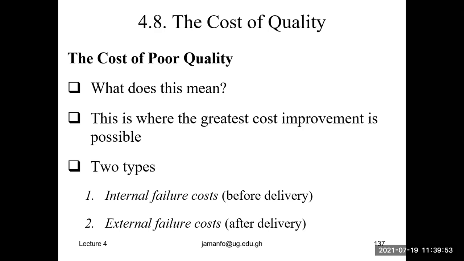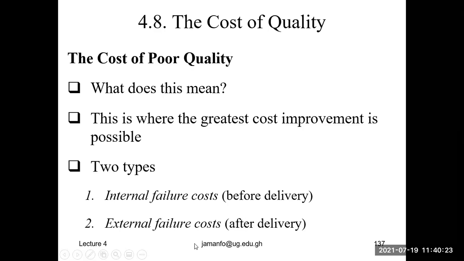It cost VW so much huge money to the extent that VW had to come out and say, oh, we are doing global restructuring, to the extent that 30,000 people lost their jobs through that restructuring. But it was as a result of the cost of that scandal. And that is an example of an external failure cost after delivery.